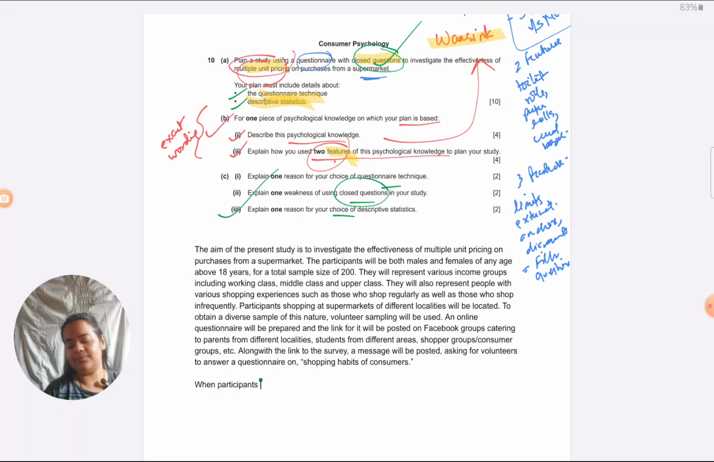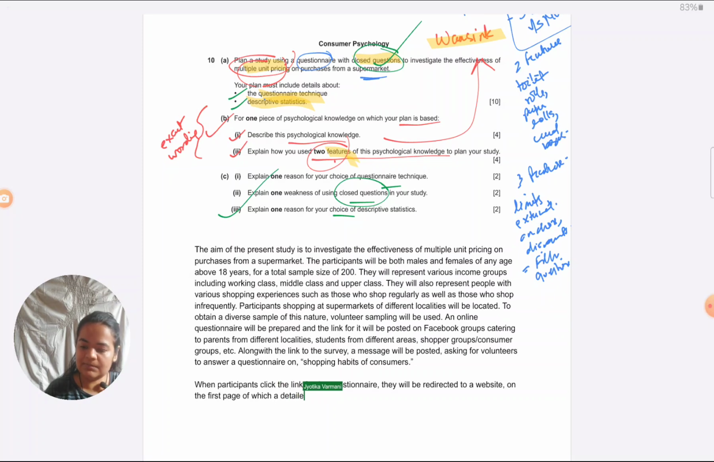So when participants click the link for the survey, for the questionnaire, they will be redirected to a website on the first page of which a detailed instruction will be presented about the questionnaire they have to answer.